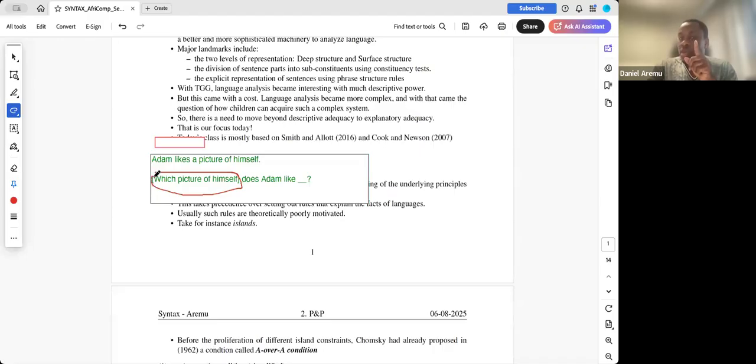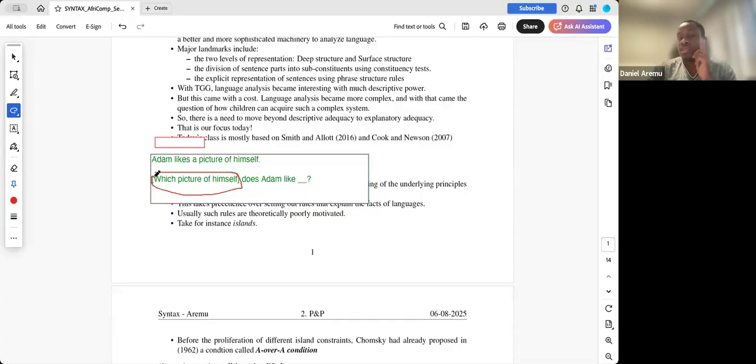That's surface structure. But LF says because of himself, it has to refer to Adam, and there is a condition for that. We'll get to that today. What happened is that which picture of himself had to reconstruct back to its earlier position, and that is why you can. That's now how you can get interpretation at LF. You can now see that that's one way to distinguish between surface structure and LF.